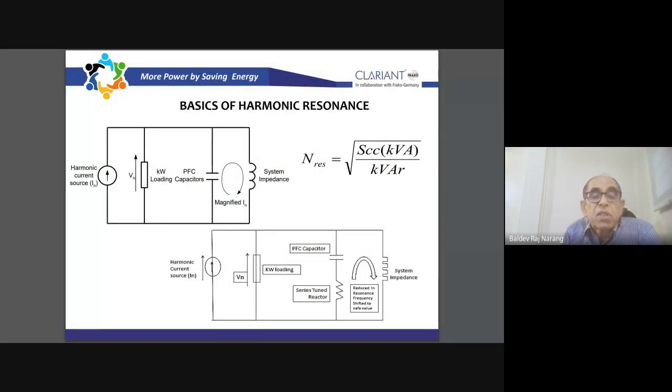And we can find out where the resonance is taking place, at which frequency. Suppose we have the short circuit value in kVA or MVA, and we divide it by the kVAR connected in the system, we will get one figure. It may be close to 5 or 7. So that is the point where the resonance is taking place.